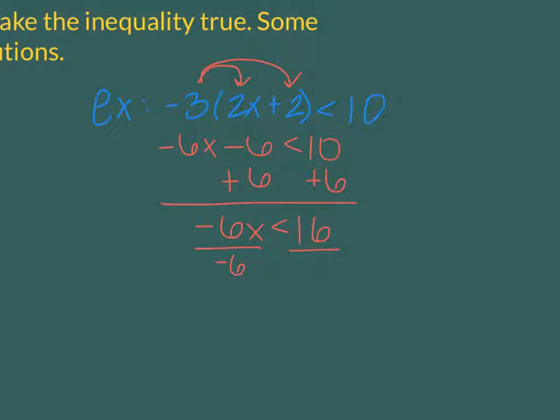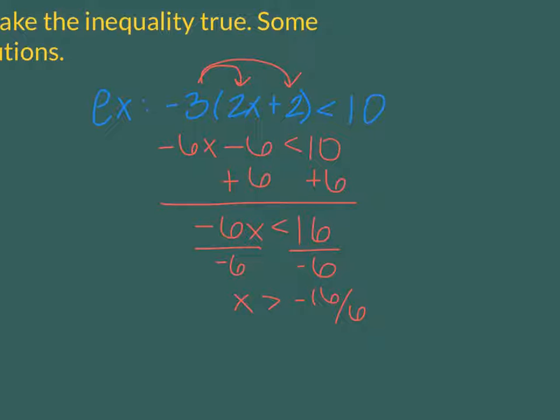Be careful when you do this, because when you divide by a negative in inequalities, you have to flip the sign. So this becomes x greater than negative 16 over 6. Okay, so remember, anytime you multiply by a negative or divide by a negative in inequalities, you have to flip the sign when you do that.